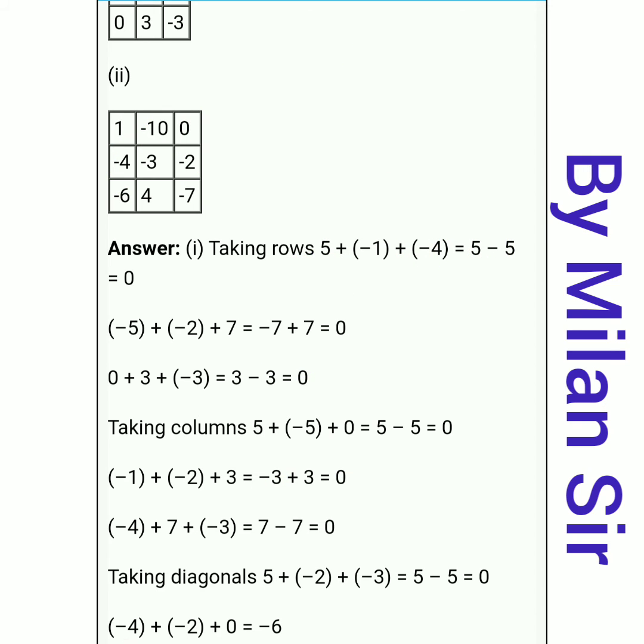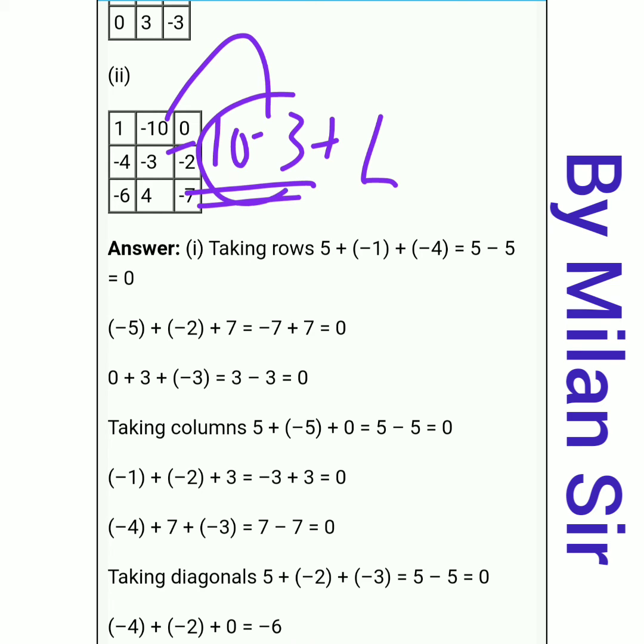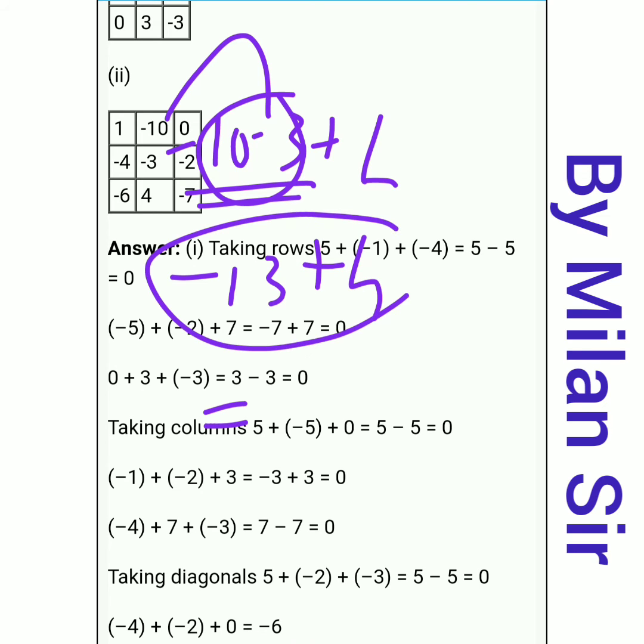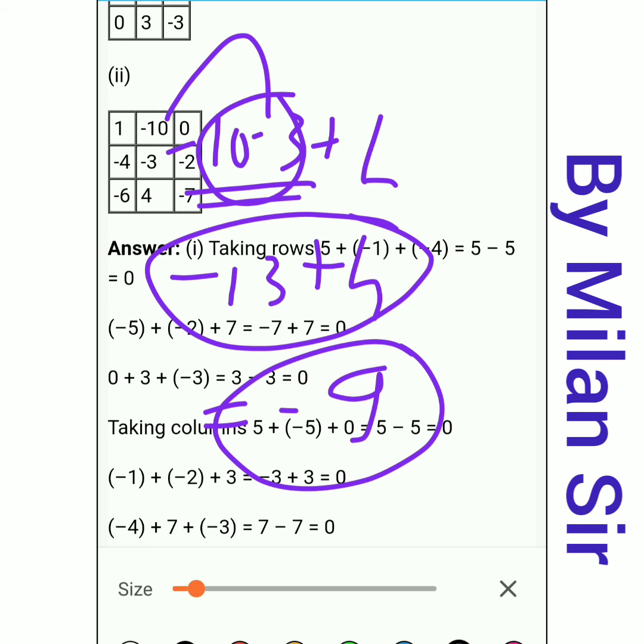Okay, again minus 10 minus 3 plus 4. First of all solve these two numbers. Minus minus plus, 10 plus 3, 13. Big number 10 has a negative sign, and here plus 4. Now here plus minus minus, 13 minus 4, 9. Big number 13 has a negative sign, so negative sign. So here minus 9. So in both the first and second column we get minus 9.